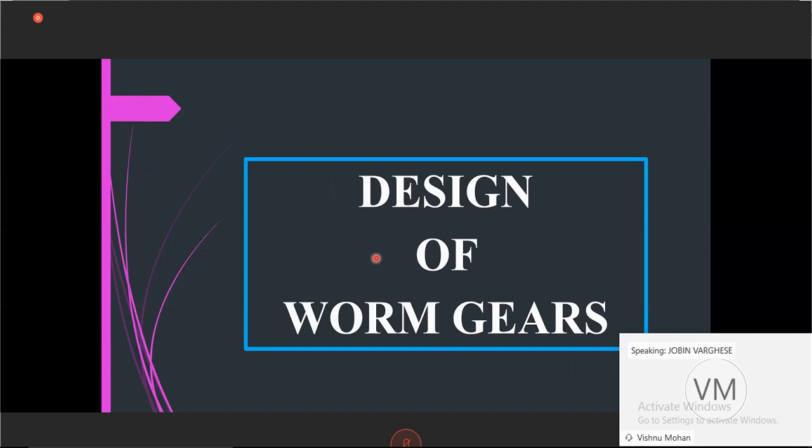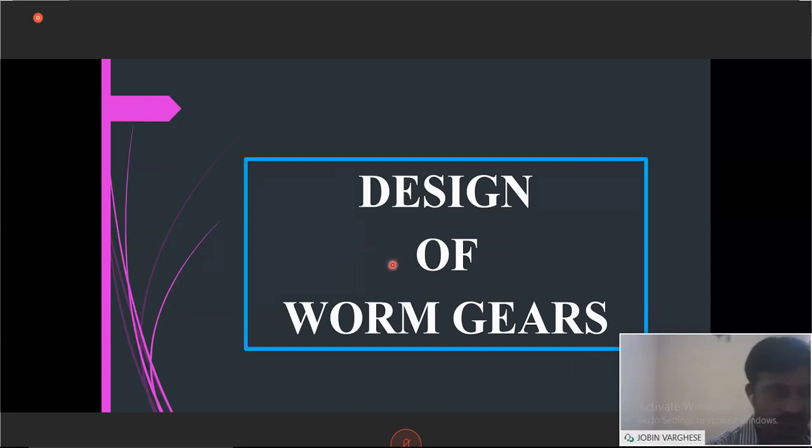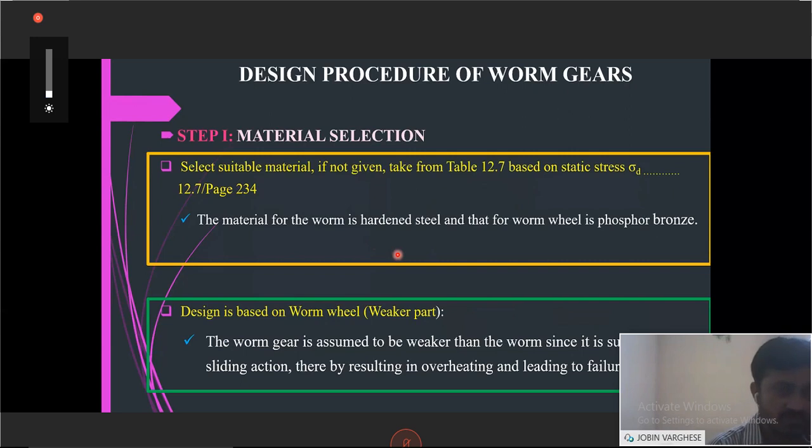Okay. Yeah, this session requires much more time to explain, so I've just gone through the theory in a faster way. In the case of design of worm gears, there are almost 8 to 9 steps we have to complete when compared to helical and bevel gears. The first step is, obviously, we have to select the material for any design.